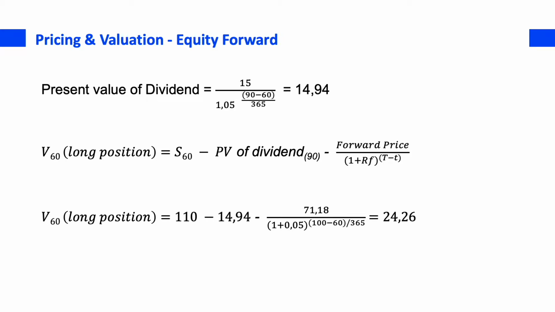So let's do it. The value is the current spot, that is $110, minus the present value of the cash flow we miss out on, $14.94, minus the present value of the forward price you agreed, discounted at 5% for the 40 days that remain. Then you will get $24.26. We are done, we have valued an equity forward.